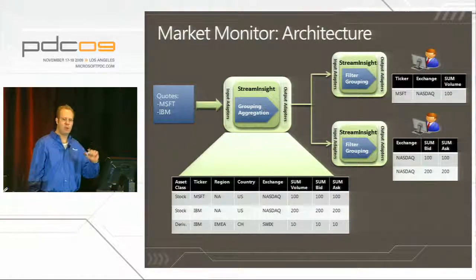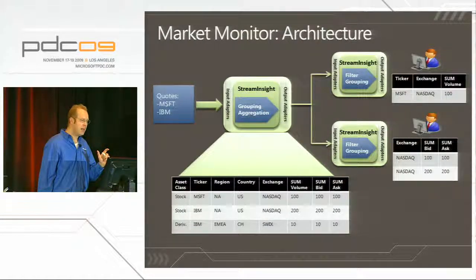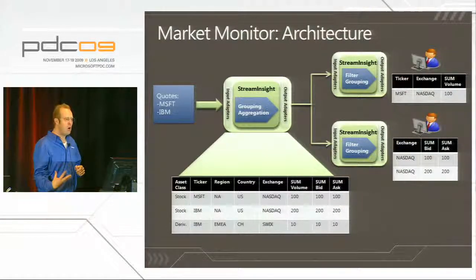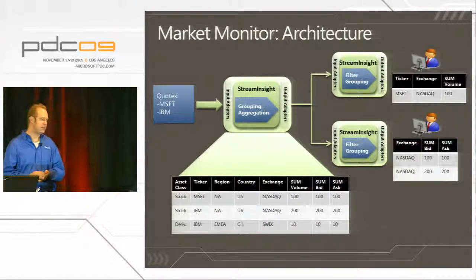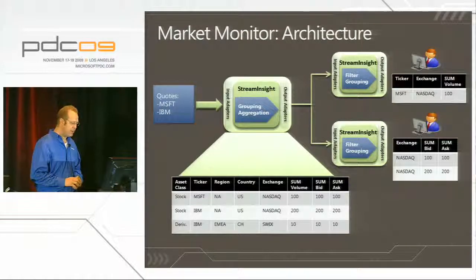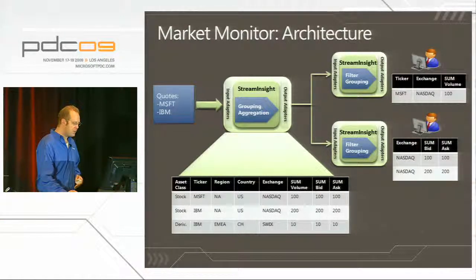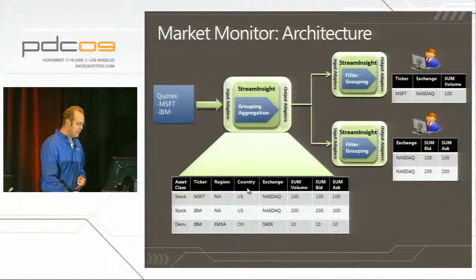The monster query groups over all the dimension fields in the data that we acquire and does some aggregation over all the facts, all the measures that we are receiving from our random stock quote data source. The result that we are basically constantly computing and producing as part of this monster query is what you see down here. So we have asset class, ticker, region, country, the exchange. All of those are the dimension fields. And then down here are the measures, the facts that we are aggregating.